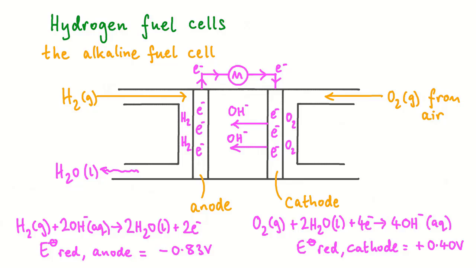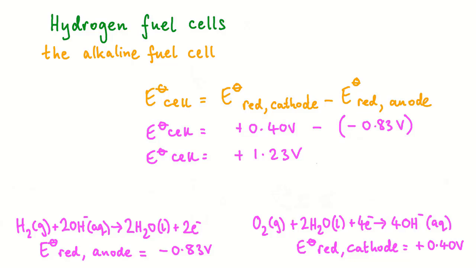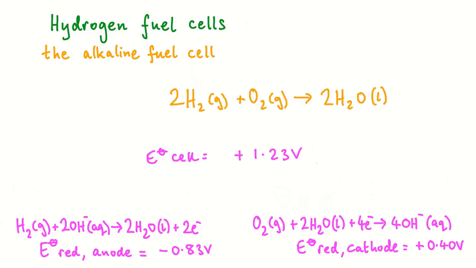The electrodes are often made from ceramic materials coated in a thin layer of platinum, which helps to catalyze the reactions. It may come as a surprise to see that the cell potential for the alkaline fuel cell is the same as the cell potential for the acidic fuel cell when under standard conditions. However, when we add the two half equations together, the overall reaction in the alkaline fuel cell is the same as the overall reaction in the acidic fuel cell, so the voltage produced is the same.